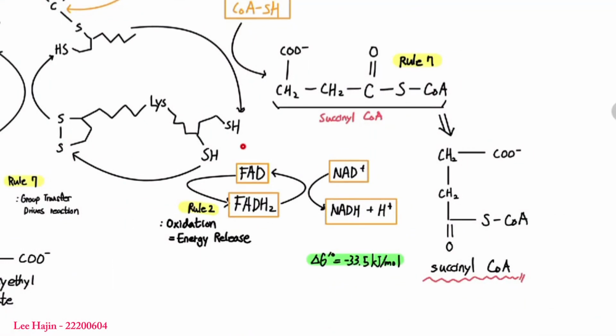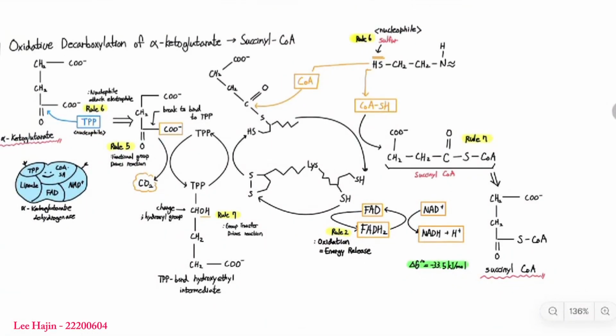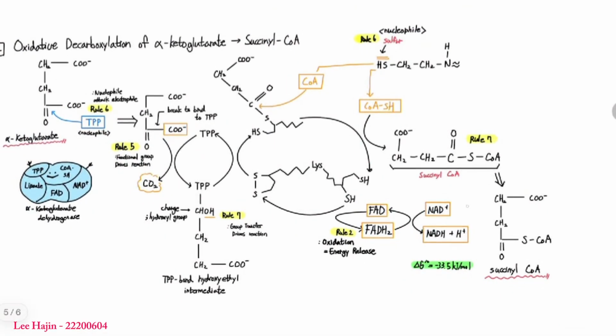Now lipoate is in its reduced form. It's oxidized back to its disulfide form by FAD, which becomes FADH2. But NAD+ is like, I'll take those electrons, and oxidizes FADH2, restoring FAD and making NADH and a proton. This final step has a strongly favorable delta G, helping pull the entire reaction forward. So in summary, CO2 is released, electrons move step by step, succinyl-CoA is made, and NADH is generated.